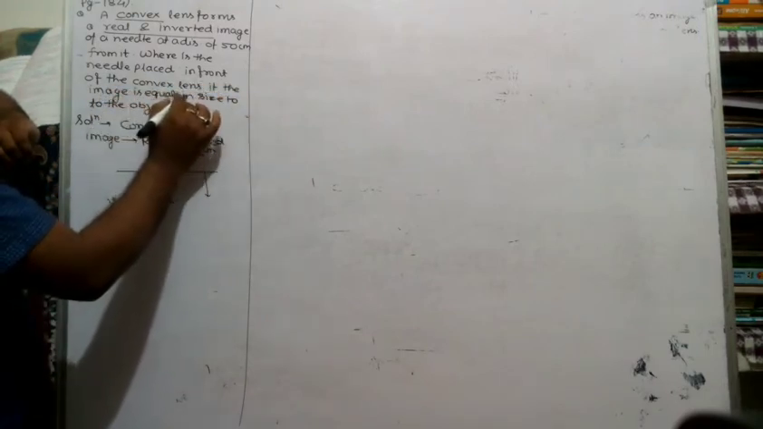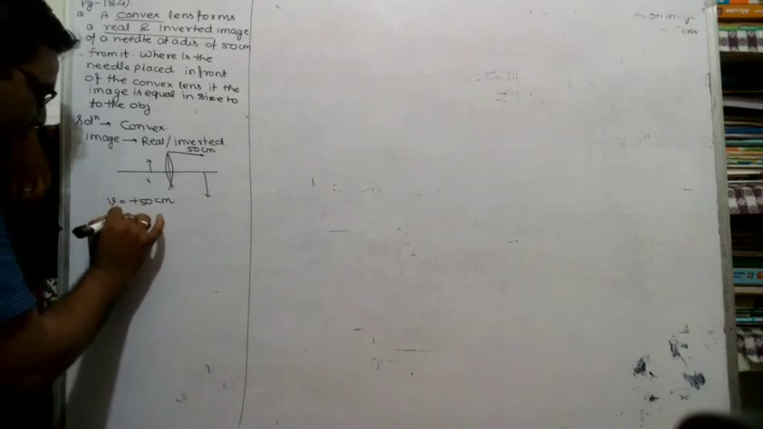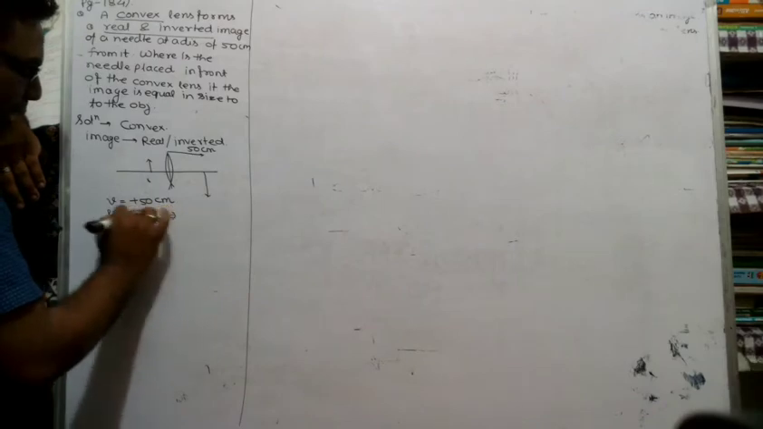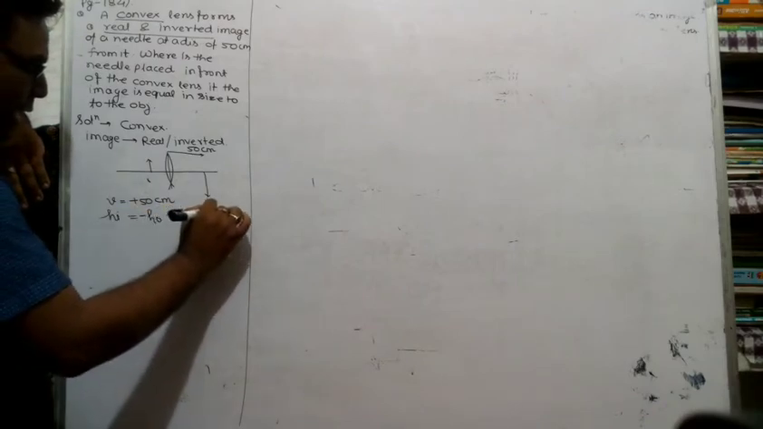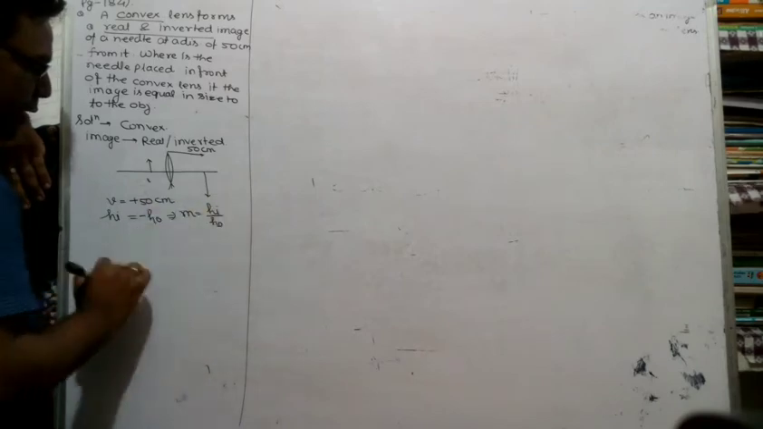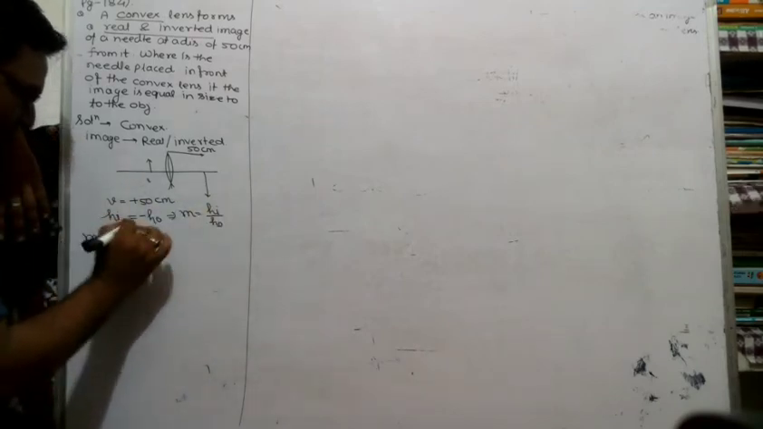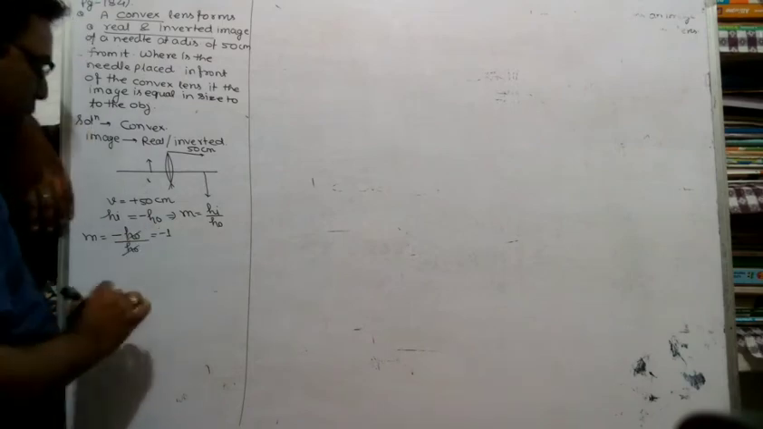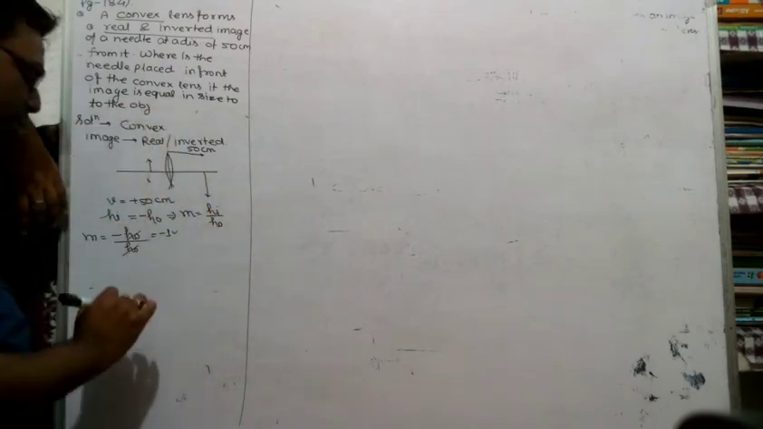Focal length is not given, but it is given that the image is equal in size to the object. Image means HI is equal to HO, but remember image is inverted, so HI is equal to minus HO. Now with the help of this, use the formula HI upon HO. So M is equal to, in place of HI, just put minus HO upon HO. Cancelled out, it is minus 1. So M is equal to minus 1.